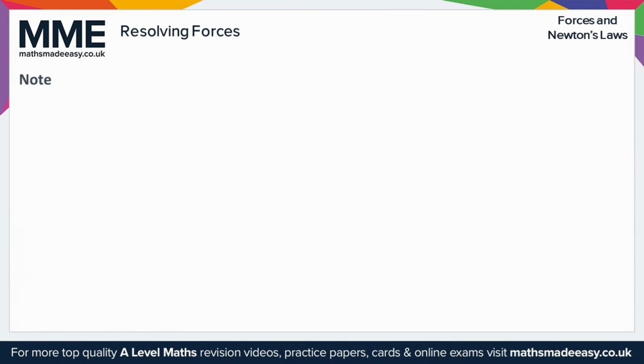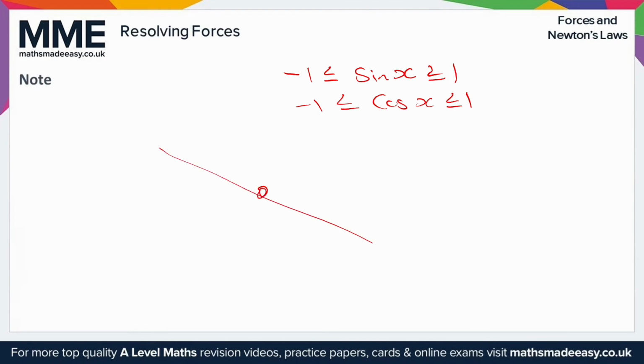So an important thing to remember when resolving forces, especially when working on a tilted plane, so for example a hill, or angles that aren't horizontal or vertical, is the fact that sine x and cos x have to take on certain values. So sine x is between -1 and 1, while cos x is also between -1 and 1. But what relevance does this have? If I imagine this plane here and we've got some sort of particle on it, its weight, whatever it may be, will act completely vertically downwards, okay?